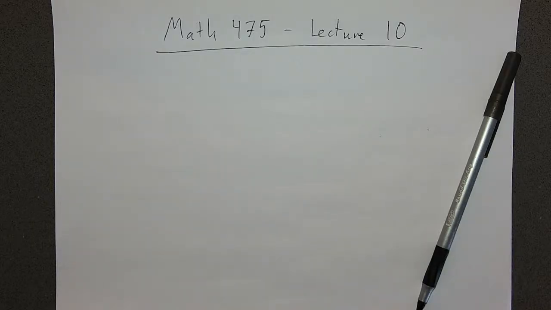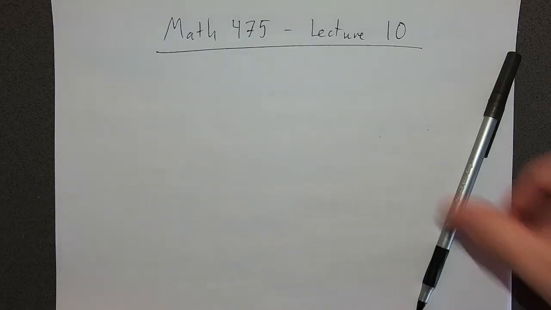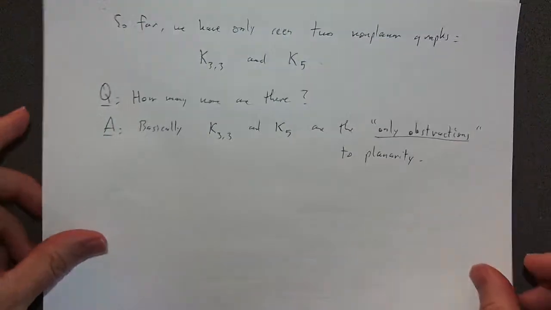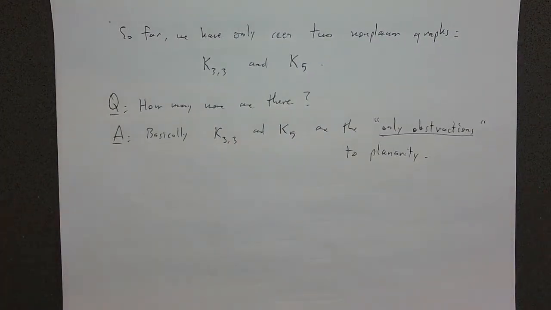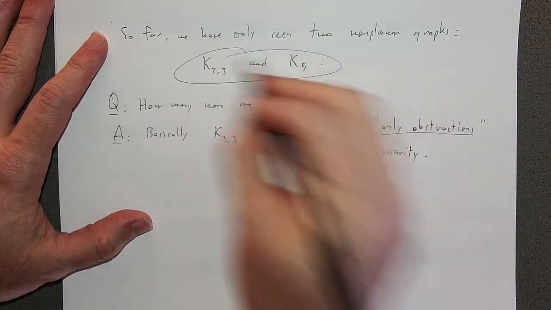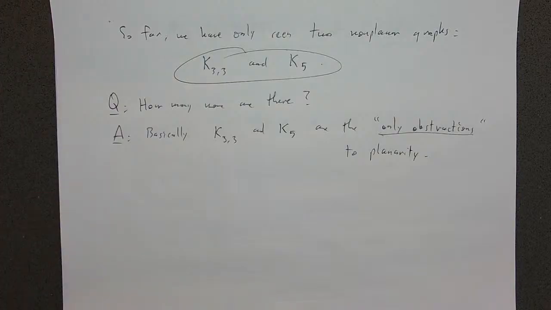Yesterday, last lecture, we ended with the following question. We thought about all of the graphs that we had shown were non-planar so far. There were only two, and we asked, can we compile a list of all of the non-planar graphs? Right now we have two. The question is, are there more? There are definitely more, right?